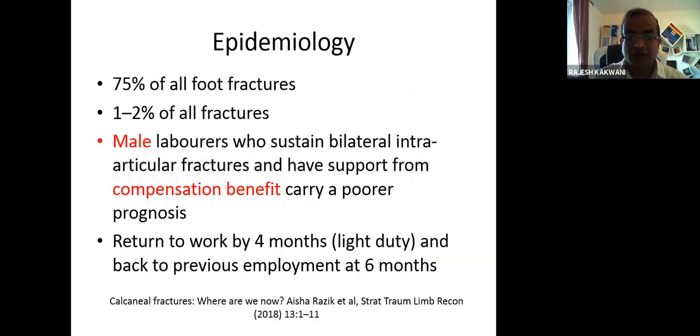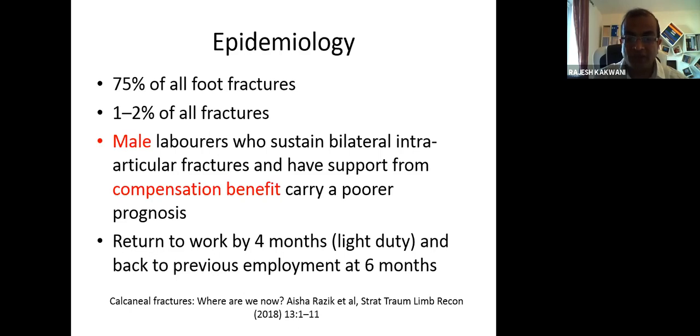Now, the next thing is the epidemiology. It is one of the commonest foot fractures. About 75% of the foot fractures involve the calcaneum, and about 1 to 2% of fractures overall. The commonest scenario is males, laborers, and patients who generally have a poor prognosis are the ones who have workers' compensation benefit underlying that.